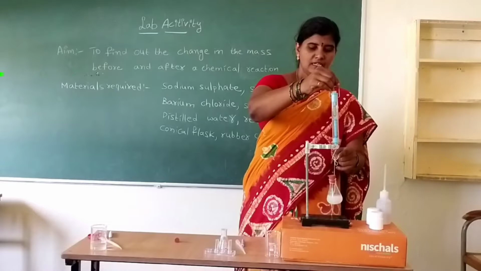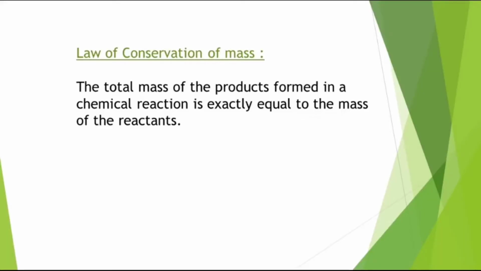From this activity, what is the result? A chemical reaction takes place and the mass remains the same before and after the chemical reaction. Therefore, mass is neither created nor destroyed in a chemical reaction. Law of conservation of mass: the total mass of the products formed in a chemical reaction is exactly equal to the mass of the reactants. This is known as the law of conservation of mass.